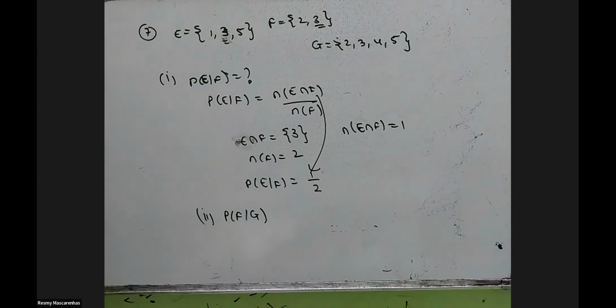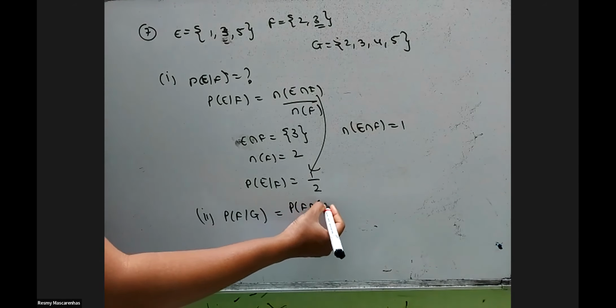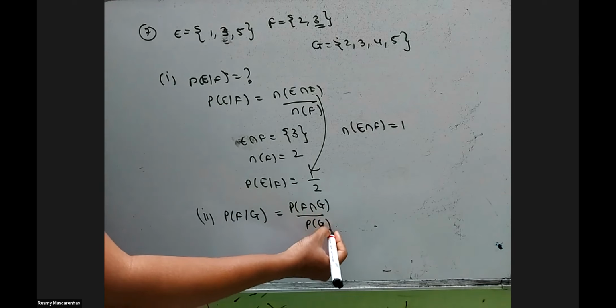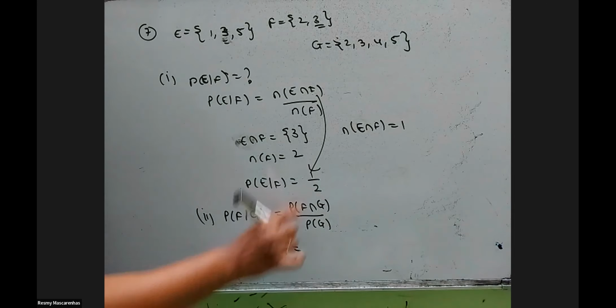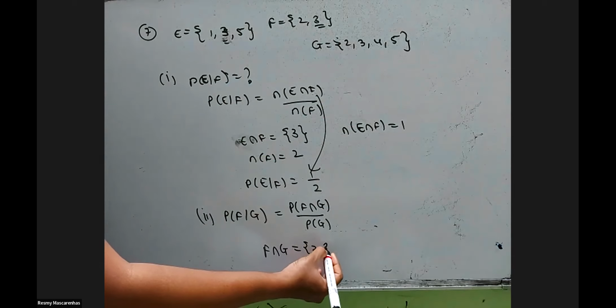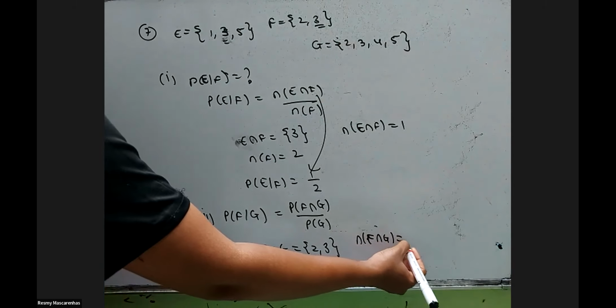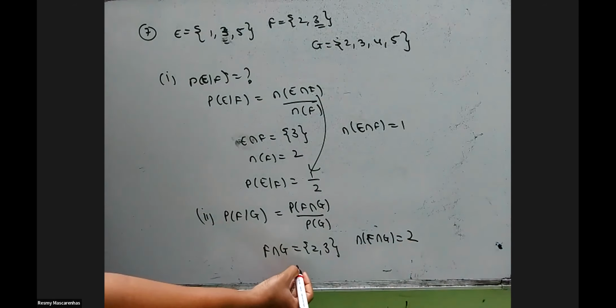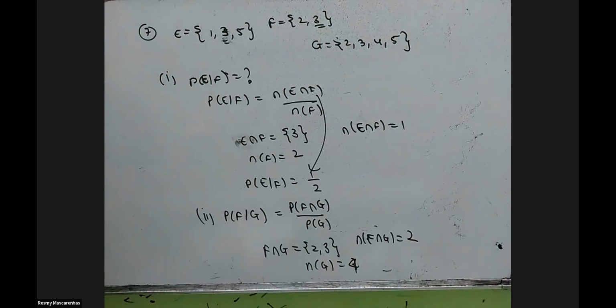P of F upon G has been asked. So F intersection G we'll have to find first. So find what are the common elements between F and G. 2 and 3 is common. The number of elements in F and G is 2 of them. And number of elements in G, 4 of them. Substitute here.